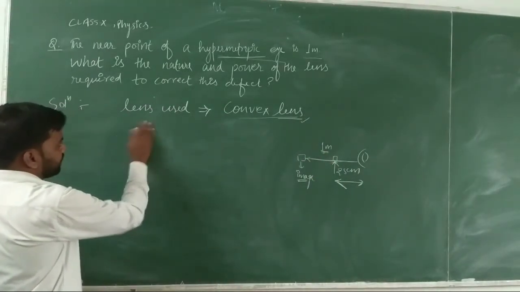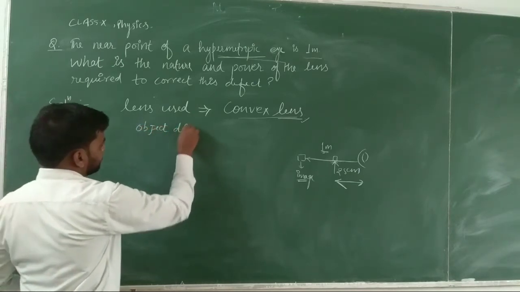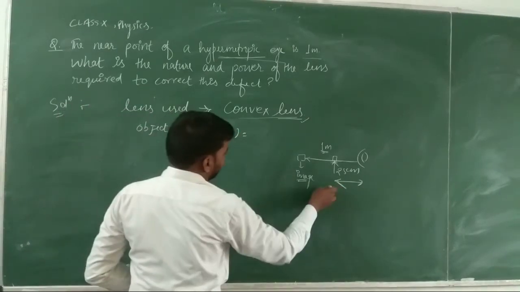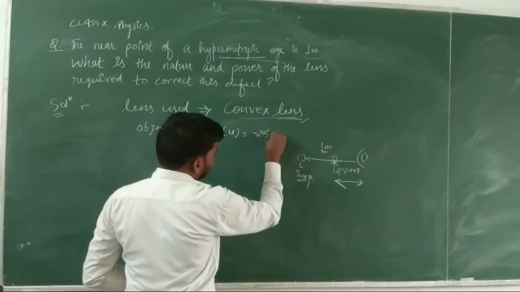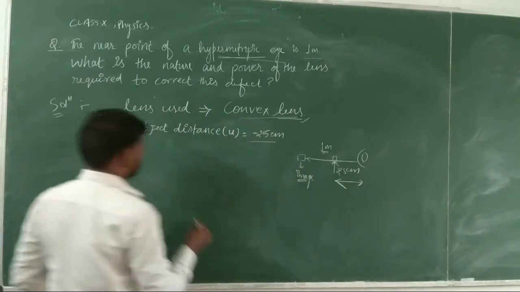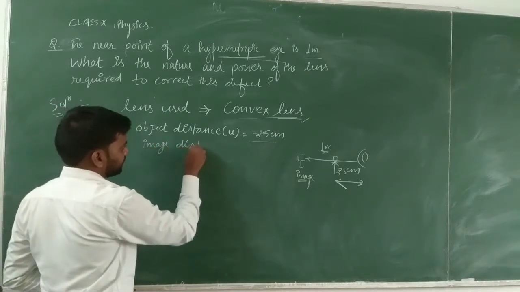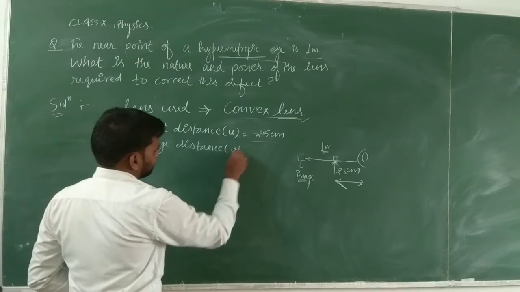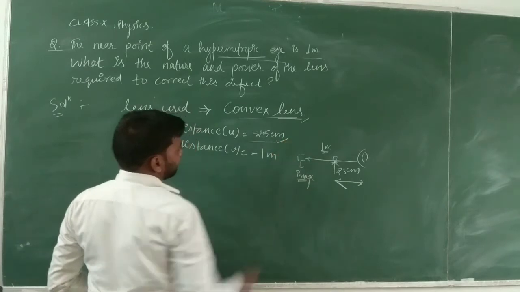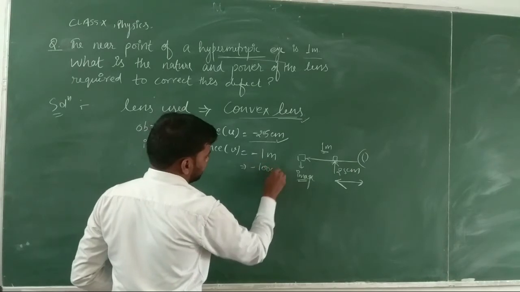So we can write here object distance u will be minus 25 centimeter. Now students, why is it negative? Because it is on the left side of the lens. Now the next point is image distance. It will be minus 1 meter, but I have taken it in centimeter. We will convert it also in centimeter, minus 100 centimeter.